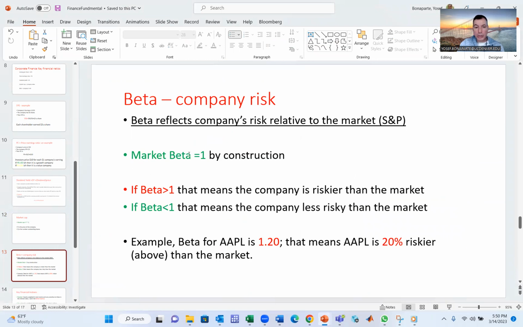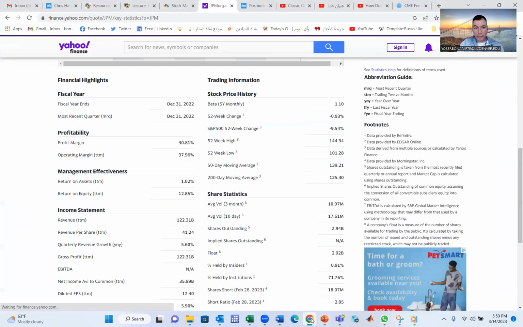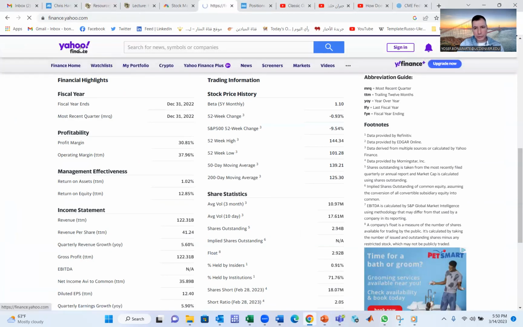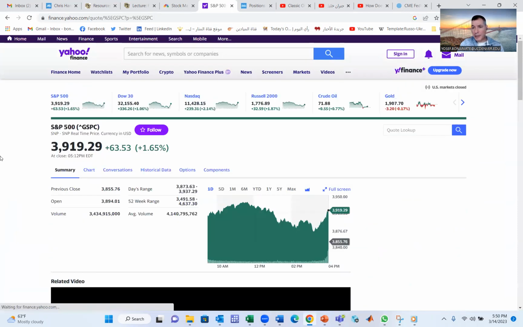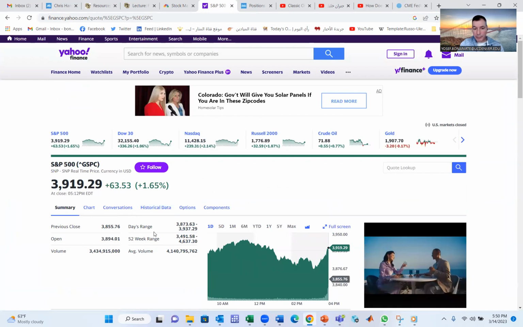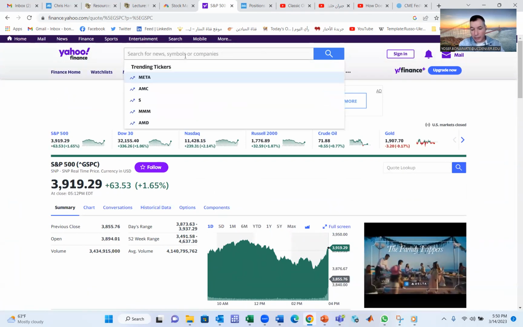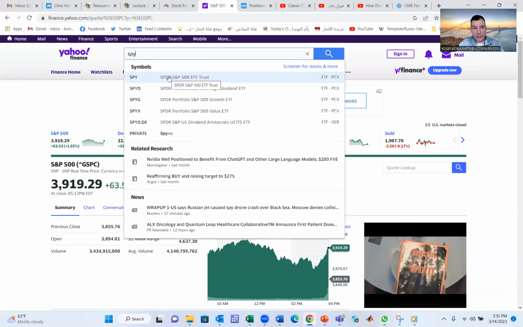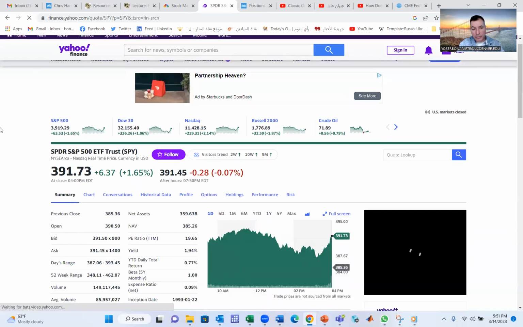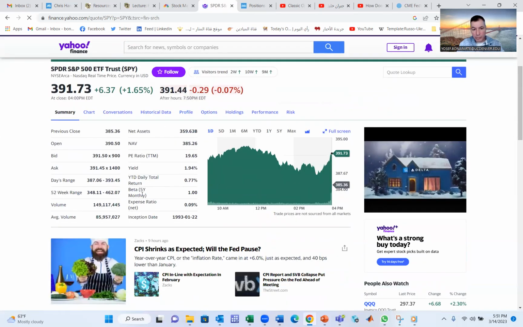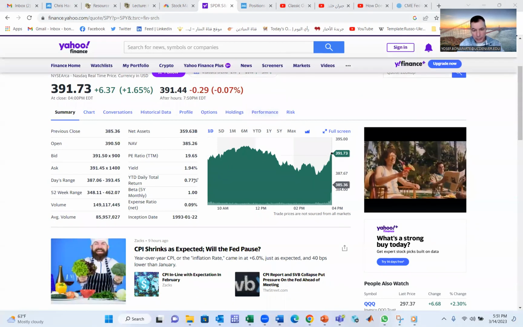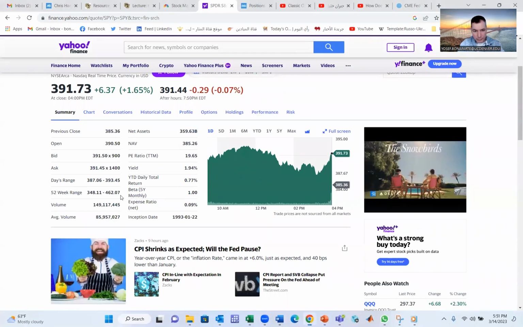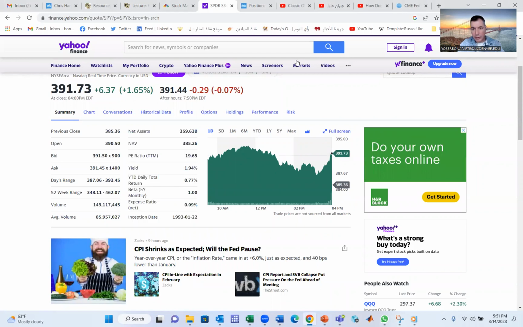Beta is the company beta. Beta reflects the risk of the company. Market beta by construction is 1. Let's go back to Yahoo Finance. The S&P index beta by construction is 1. Now, S&P is not a stock you buy. You buy the ETF, which is called Spider, SPY. You click on it, and the beta for SPY, which mimics the S&P, is 1. You can see here the beta for the S&P is 1.